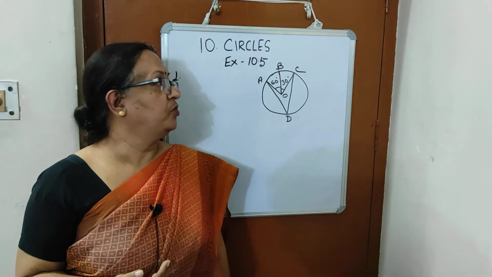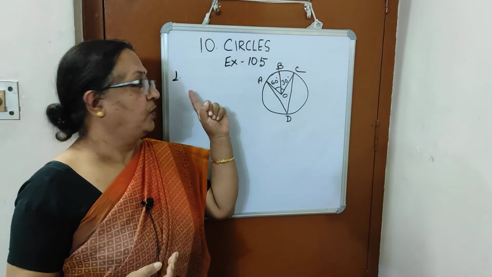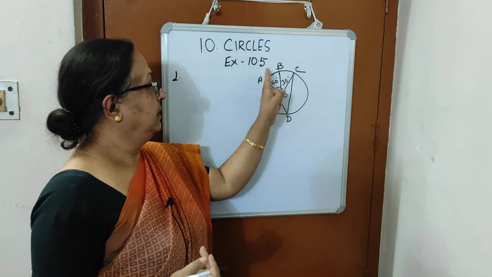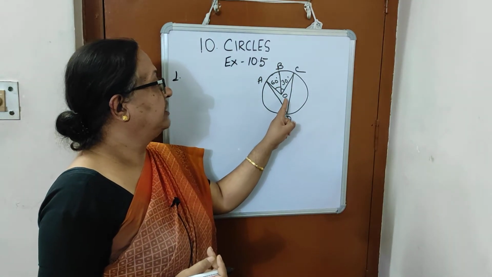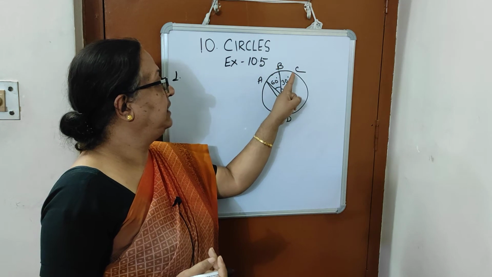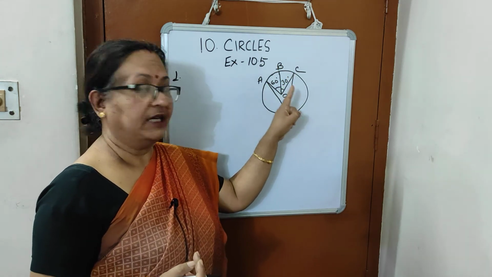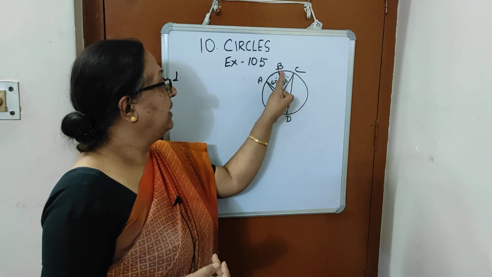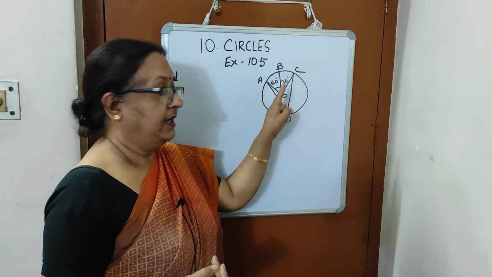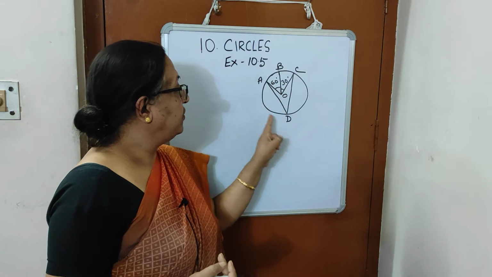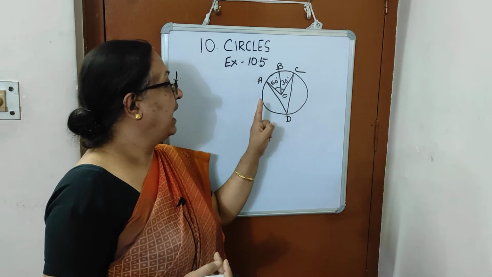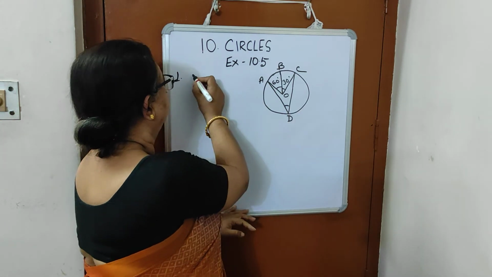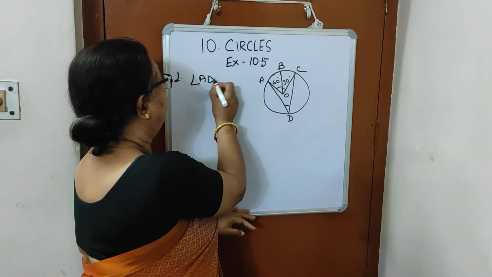Okay, children, now let's move on to exercise 10.5, question number 1. Now what is given in the question? A circle, center O, A, B, C are 3 points on the circle such that angle AOB is 60, angle BOC is 30, D is any point on the remaining part of the circle, and you need to find angle ADC. You need to find angle ADC.